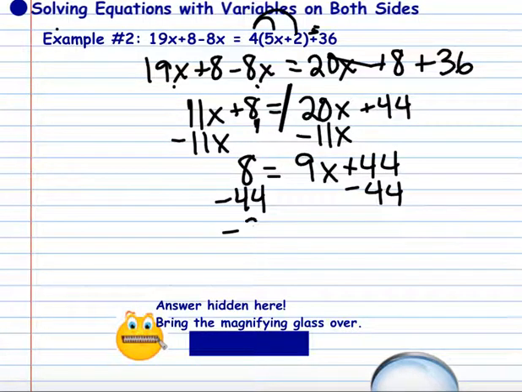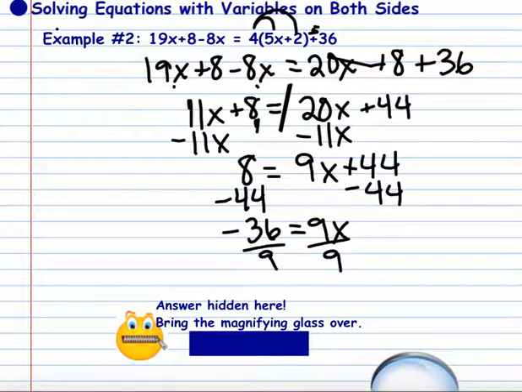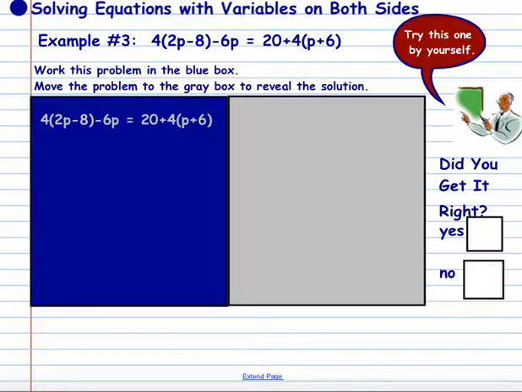And we get negative 36 is equal to 9x. We divide by 9, and we get negative 4 is equal to x. Remember that we can always check our answer by plugging that negative 4 back into our original equation wherever I see x. Okay, another example here.